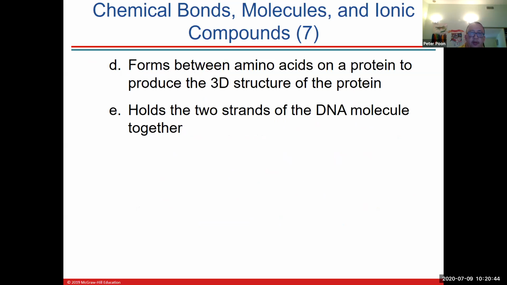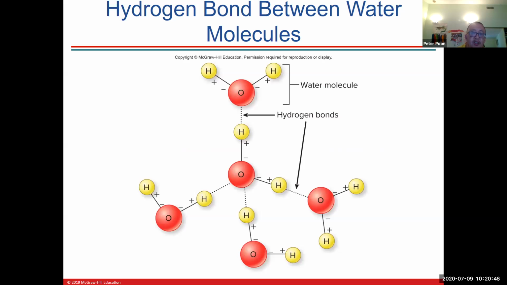This is hydrogen bonding. Hydrogen bonding is where the O minus here is attracted to the positive charge of this one. That one is attracted to the positive charge of that one, and that one, and that one, and then this one is attracted to the positive charge.